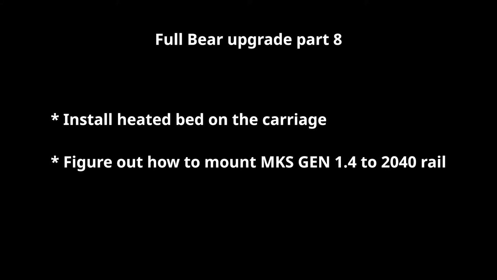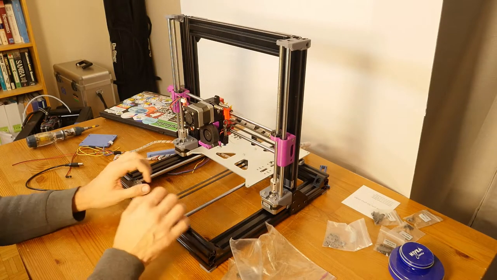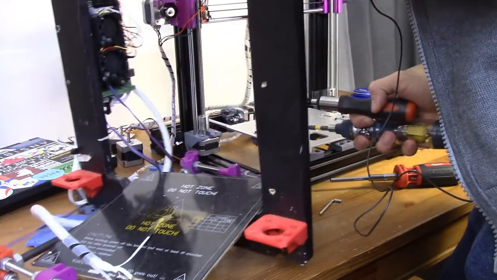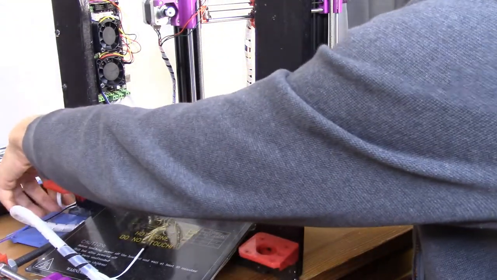In this video, I'm going to mount the heated bed, remove the MKS GEN 1.4 board, and figure out how to mount it to a 2040 rail. After a long hiatus, I want to resume working on this printer, even some dust collected here. This is what I have remaining from the old 3D printer.